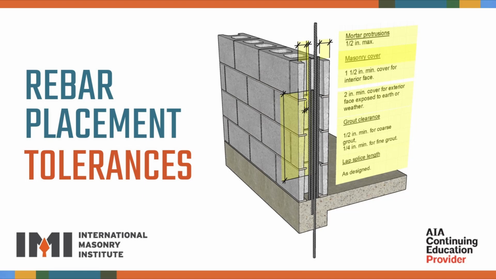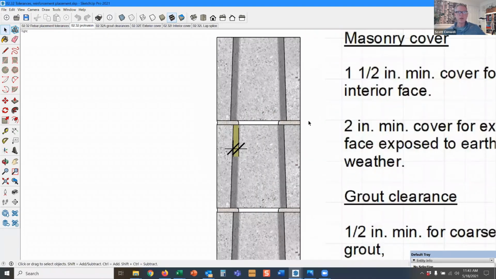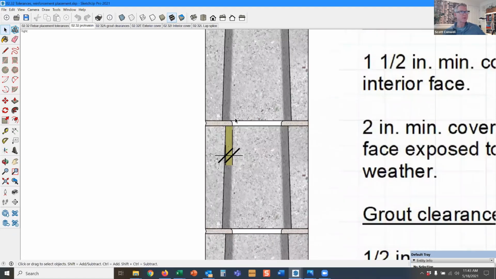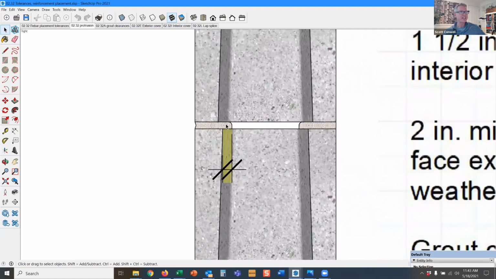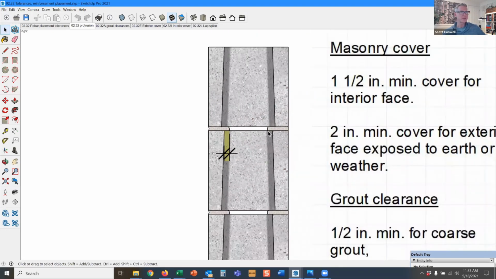Rebar placement tolerances. When we talked about the cavity width when you're laying the brick, I made a reference to the mortar fins or mortar protrusions. And that's kind of an annoyance in a cavity wall, or it can be a real detriment or a real obstacle to allowing the cavity to effectively do its job to drain moisture. But here it's the same idea, but with structural implications, right?